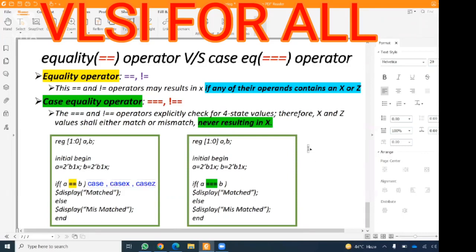Like you use case like this: when it is 1, you do this; when it is 2, you do this; and then you replace it with case X or case Z. Your question is, can we use these in SystemVerilog? Yes, we can definitely use them. SystemVerilog is backward compatible, so whatever is there in Verilog, you can definitely use in SystemVerilog.